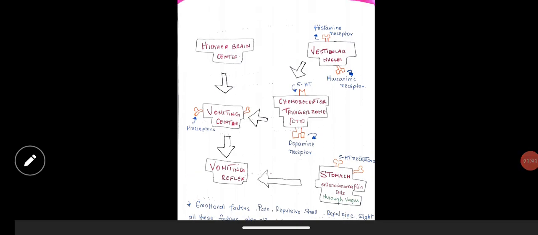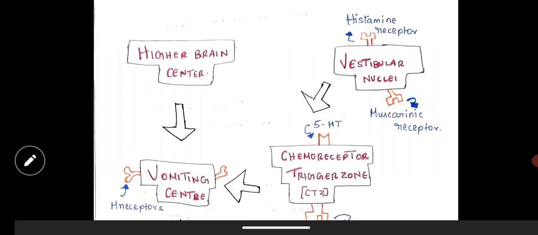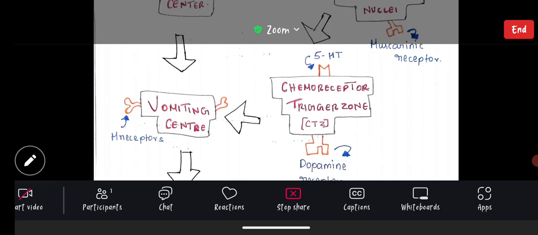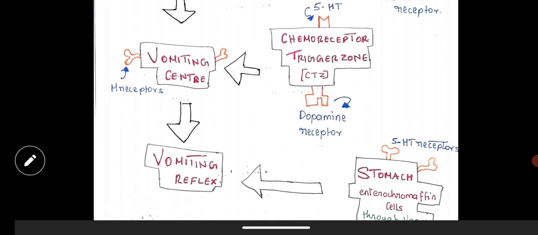In case of motion sickness, the labyrinth of the ear is stimulated. Okay, so from there, through the vestibulocochlear nerve, it stimulates the histamine receptors and muscarinic receptors present in the vestibular nuclei, and from the vestibular nuclei it reaches the chemoreceptor trigger zone through the 5-HT receptors and dopamine receptors present in the CTZ, and from there it reaches the vomiting center through the muscarinic receptors present in the vomiting center, and therefore the vomiting reflex takes place. Okay, this is one mechanism.